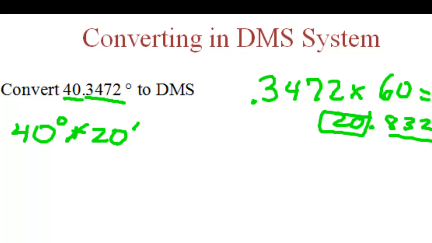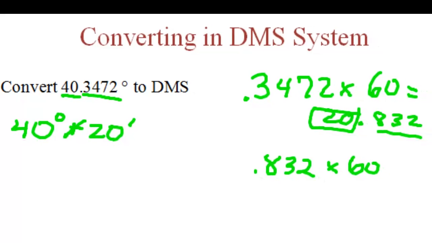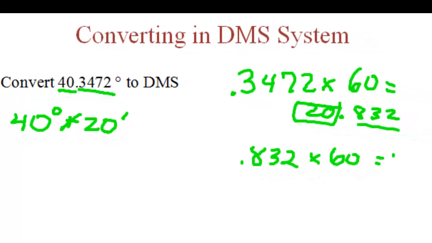And then the 0.832 times 60 will give us the seconds, which is 49.92, and that's pretty close to 50 seconds, so we can round that up. So 40.3472 degrees is 40 degrees, 20 minutes, 50 seconds.